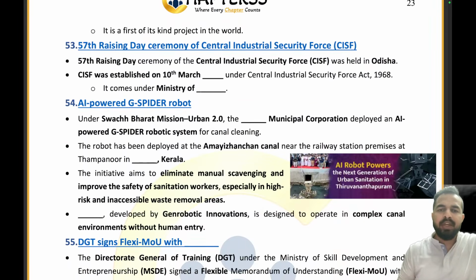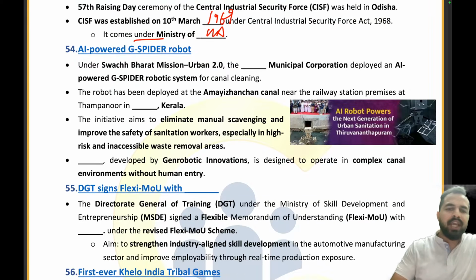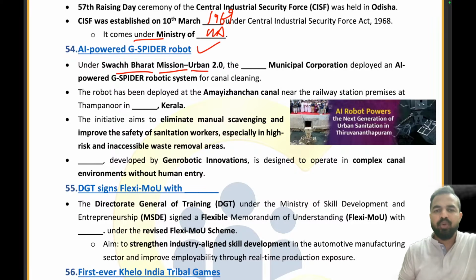57th Raising Day ceremony of the Central Industrial Security Force. It was established on 10th of March 1969. It comes under the Ministry of Home Affairs. Now the AI powered G Spider robot. Under the Swachh Bharat Mission Urban 2.0, the Thiruvananthapuram Municipal Corporation has deployed an AI powered G Spider robotic system for canal cleaning. The robot has been deployed near the railway station premises at Thampanoor in Thiruvananthapuram, Kerala. That is the right answer.